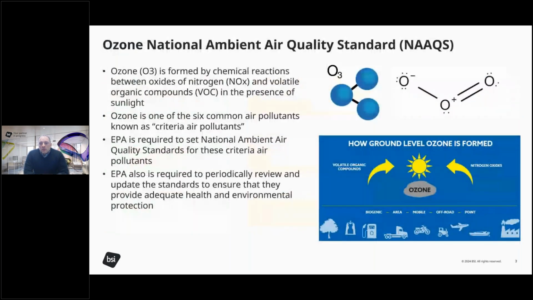So to start out, I wanted to provide a quick background on ozone. As most of you know, ground level ozone is not emitted directly into the air, but is formed by the chemical reaction between oxides of nitrogen, NOx, and volatile organic compounds, VOCs, in the presence of sunlight.